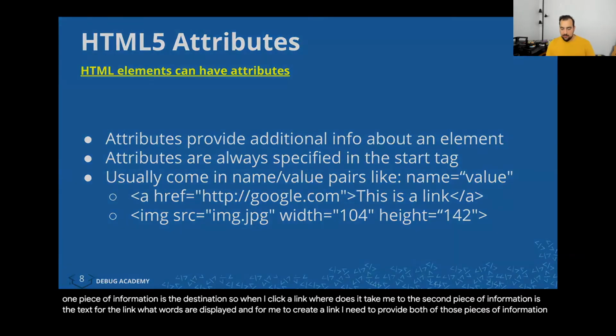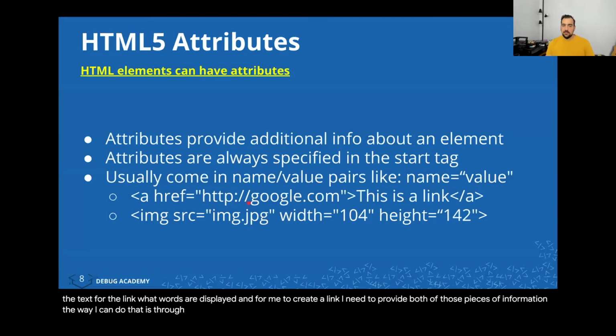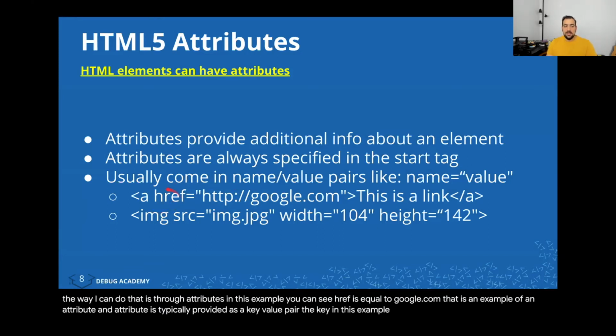The way I can do that is through attributes. In this example, you can see href is equal to google.com. That is an example of an attribute. An attribute is typically provided as a key value pair. The key in this example is href. The value is google.com.